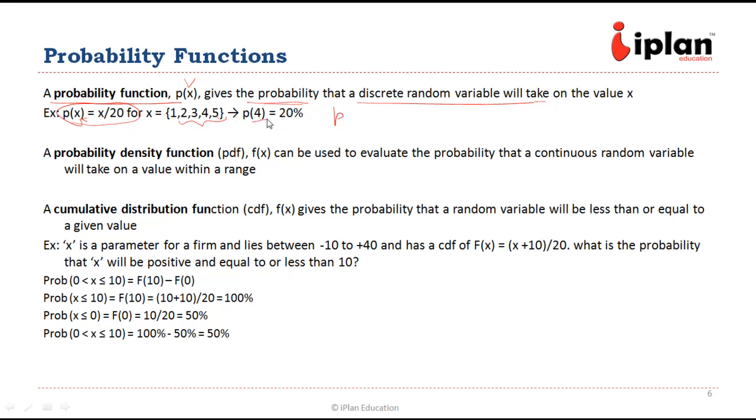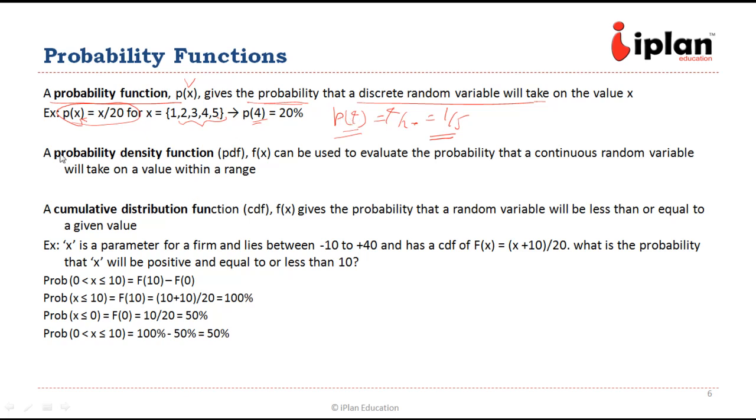For example, for 4, it is going to be 4 by 20, which is 1 by 5. So using this probability function, we can calculate the value of the probability for any of the discrete values of the random variable. So this is for the discrete case.